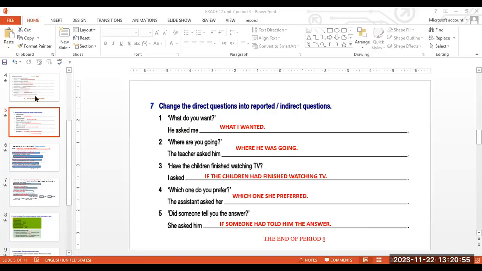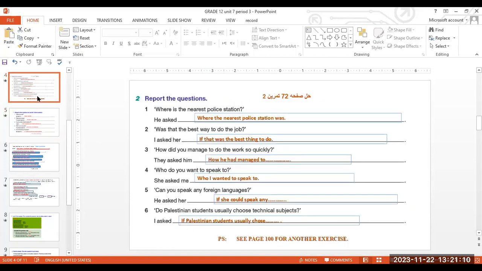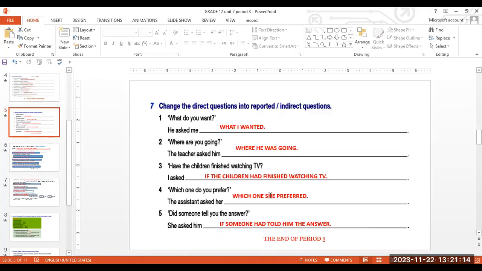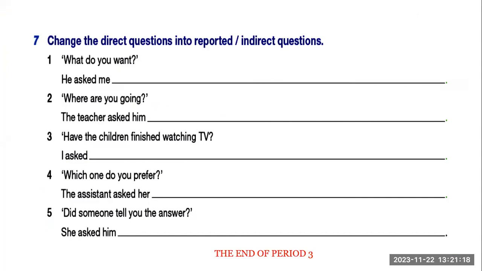So if you remember in the morning, we did page number 72, exercise number 2. At the bottom of exercise number 2 on this slide, we talked about the idea of looking at the questions on page 100. This is page 100. Let's do it looking at the examples. Change the direct questions into reported or indirect questions.